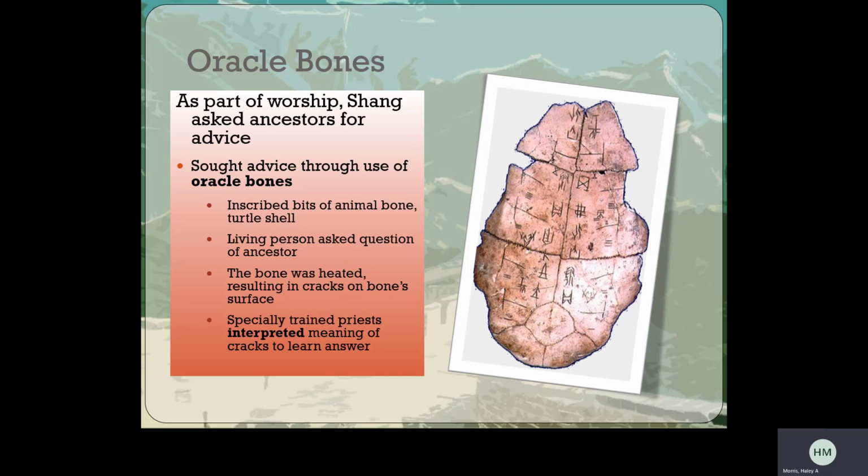The living person would ask the ancestor a question, and then the bone would be heated, and the cracks in the bone from getting heated up would be used to interpret the meaning and answer of the question. The bone was heated, resulting in cracks on the bone surface, and specially trained priests interpreted the meaning of the cracks to learn the answer.